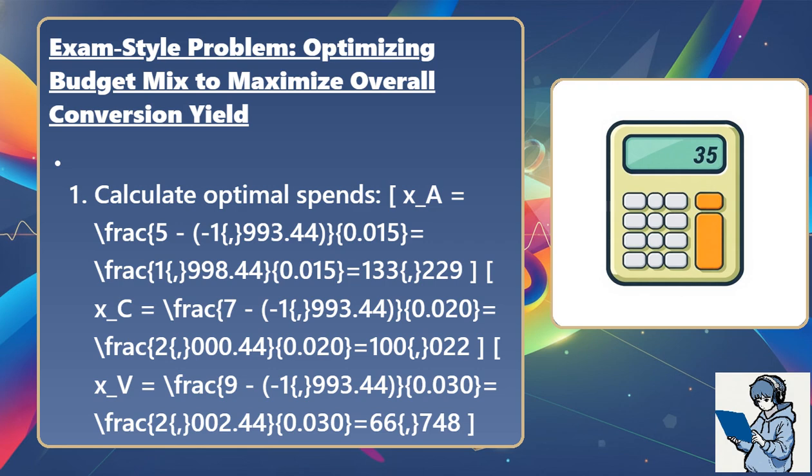133,229. Xc equals open fraction 7 minus open parenthesis negative 1,993.44 close parenthesis over 0.020 close fraction equals 2,000.044 divided by 0.020 equals 100,022. Xv equals open fraction 9 minus open parenthesis negative 1,993.44 close parenthesis over 0.030 close fraction equals 2,000.0244 divided by 0.030 equals 66,748. The three numbers sum to roughly 300,000, minor rounding.